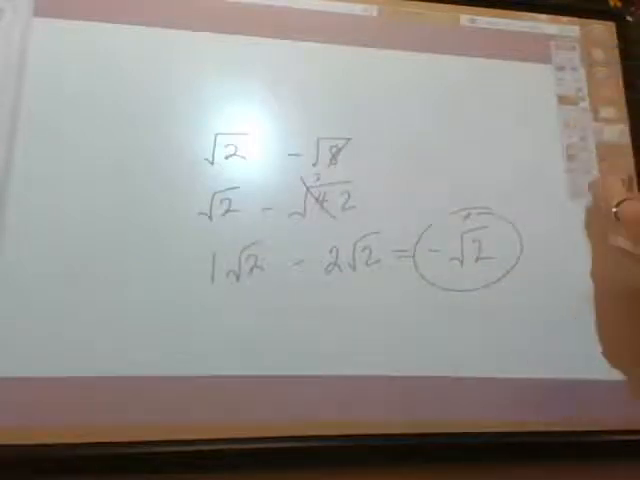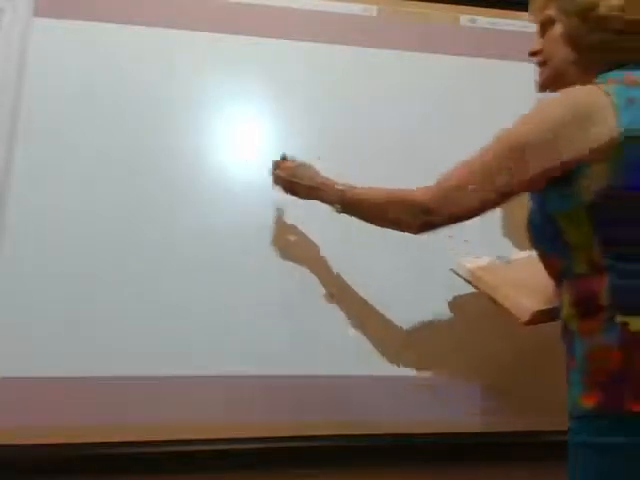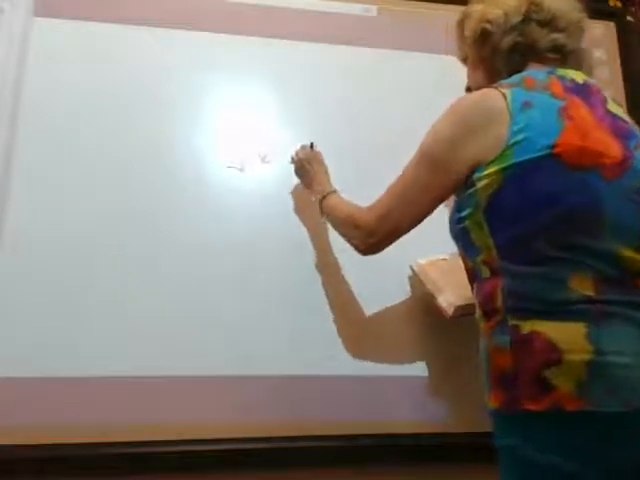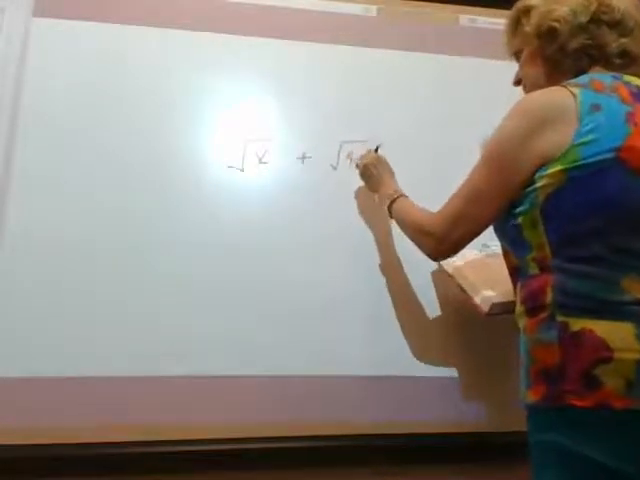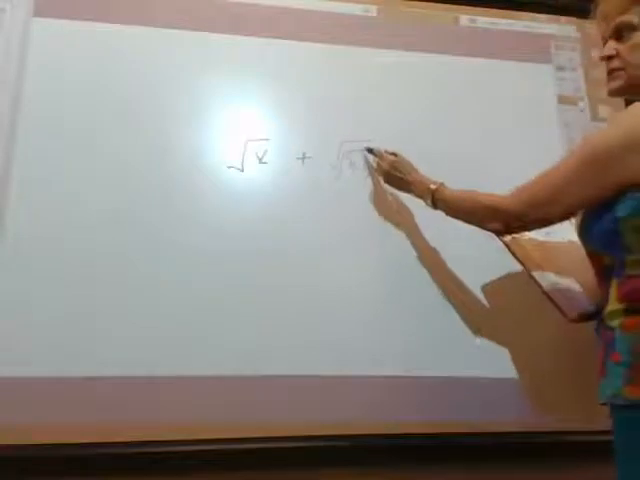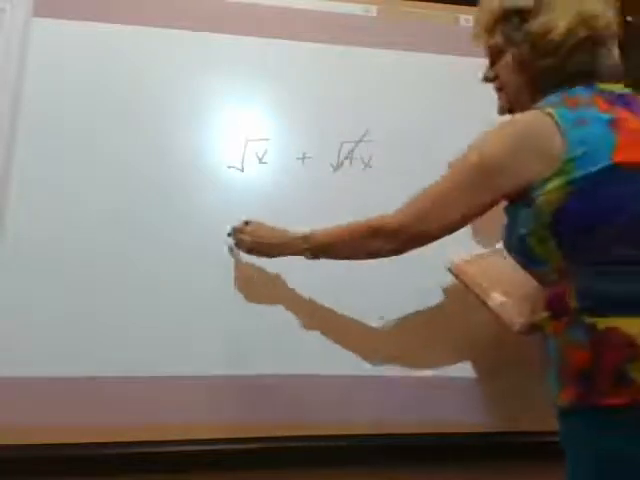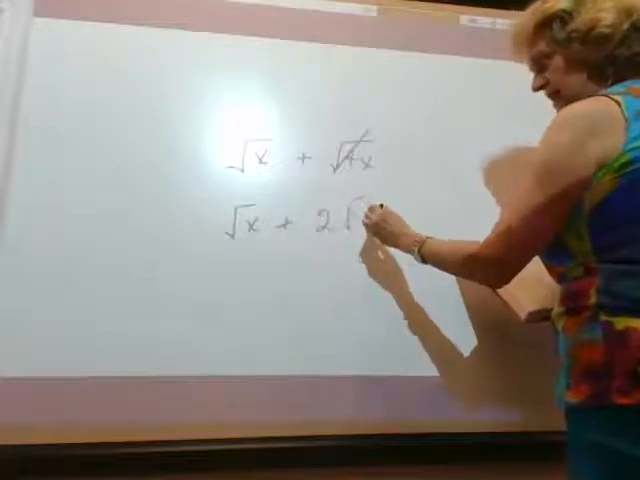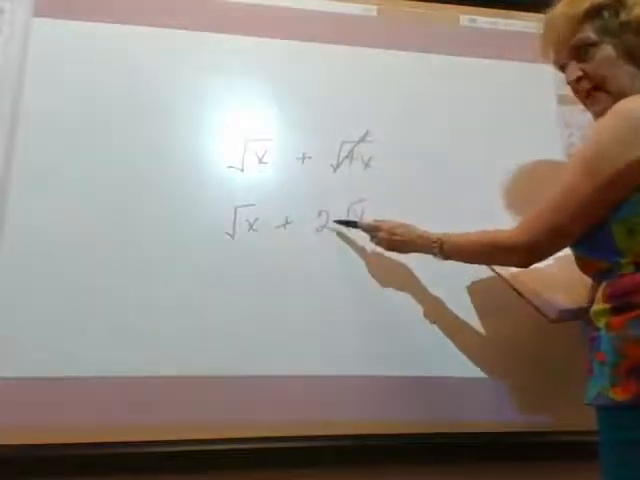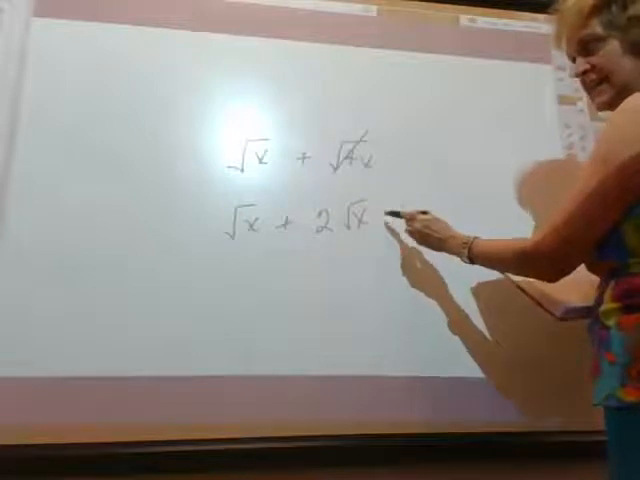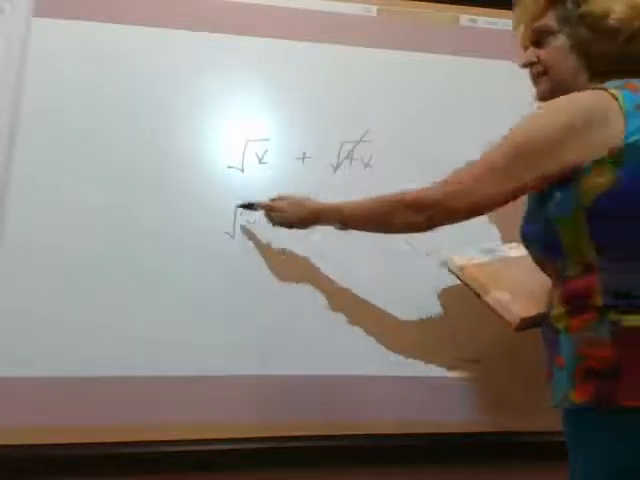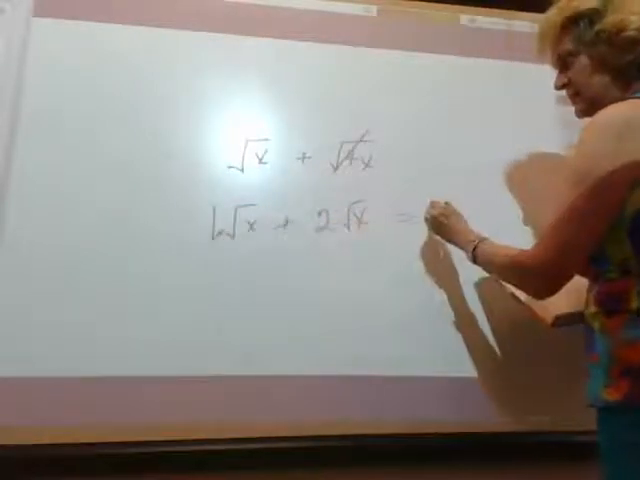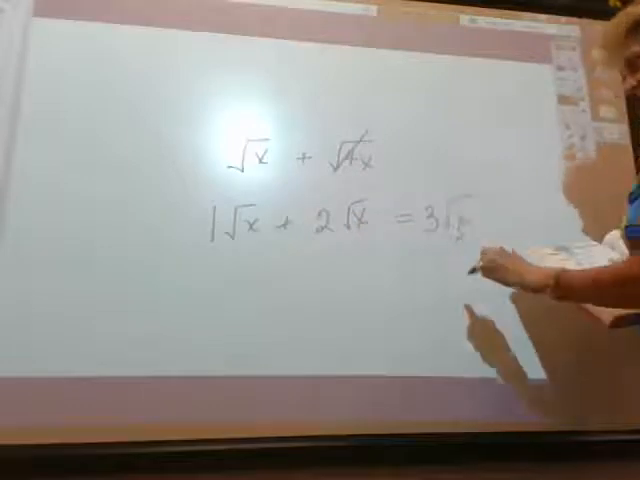All right, let's do example 3. We have radical x plus radical 4x. Well, this one could be simplified, couldn't it? So I have radical x plus 2 radical x. That radical 4 came out, the radical x stayed in. So what do I have? Implied 1 plus 2, 3 radical x's.